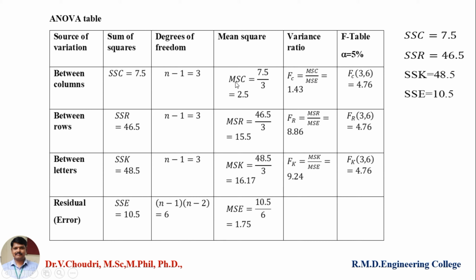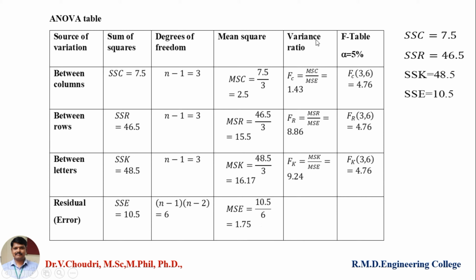Now how do we find the mean square of columns? This one divided by this one, so sum of squares divided by degrees of freedom. What is the answer? 2.5. And mean square of rows, SSR divided by degrees of freedom, 15.5. And MSK, first divided by second, 16.17. For mean square of error, first divided by second, 1.75.